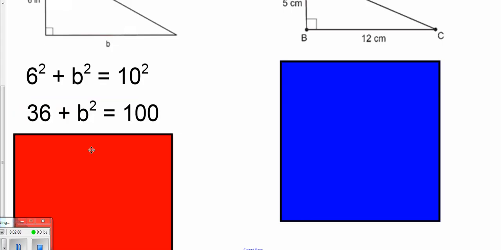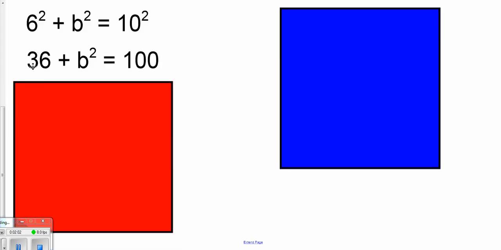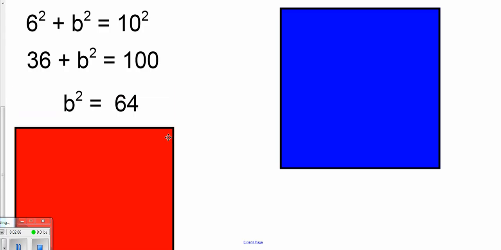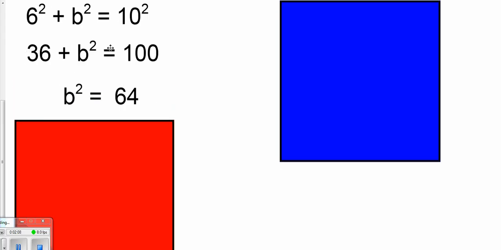Now all we have to do is simplify. 6 squared becomes 36, b squared stays the same, 10 squared is 100. If we subtract 36 from both sides, we'd get b squared equals 64. Now to undo a squared, we would take the square root of both sides. And if you remember from before, when you take the square root, we have to do a positive or a negative.